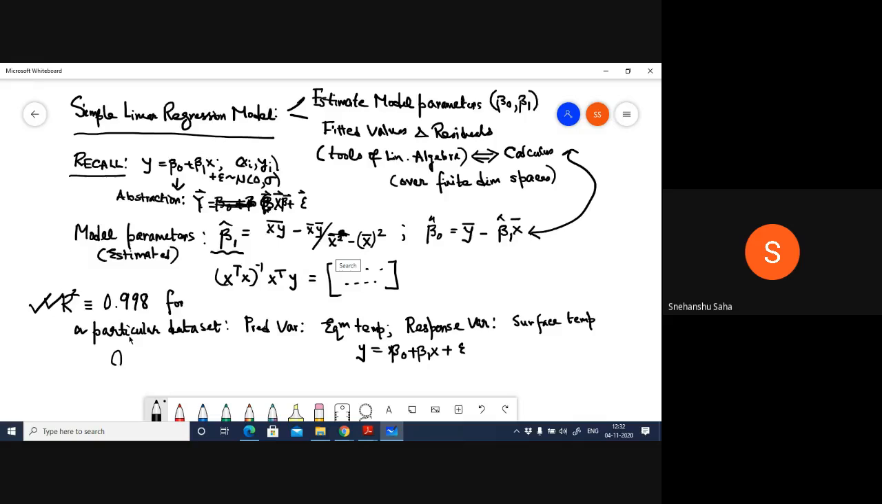So my question is the following. Is this a good model? What do you think?